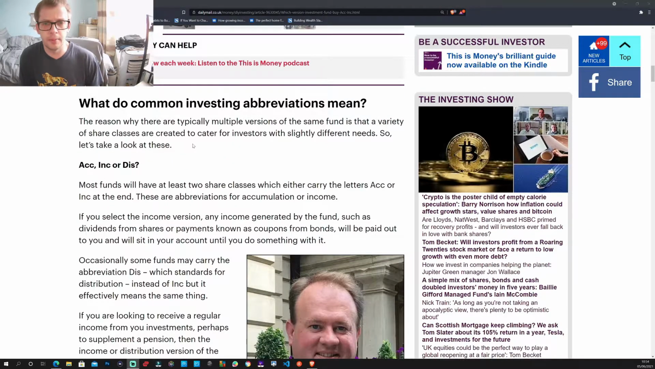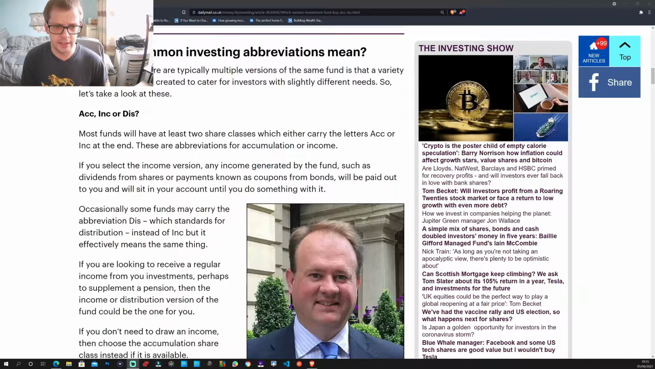So, what do common investment abbreviations mean? The reason why there are typically multiple versions of the same fund is that a variety of share classes are created to cater for investors with slightly different needs. So let's take a look at these. ACC, INC or DIS.